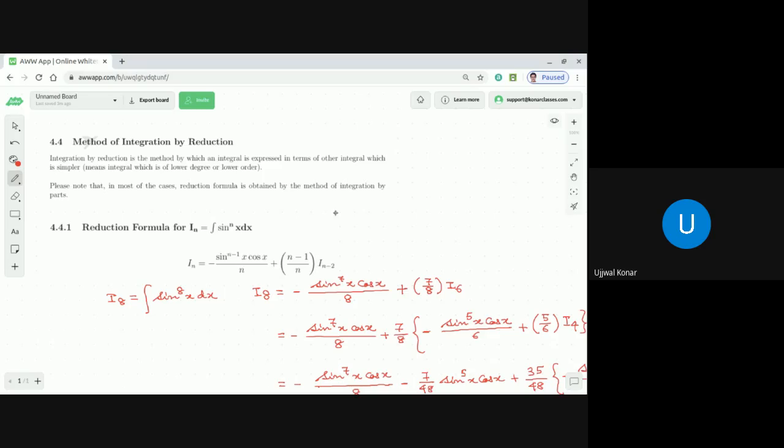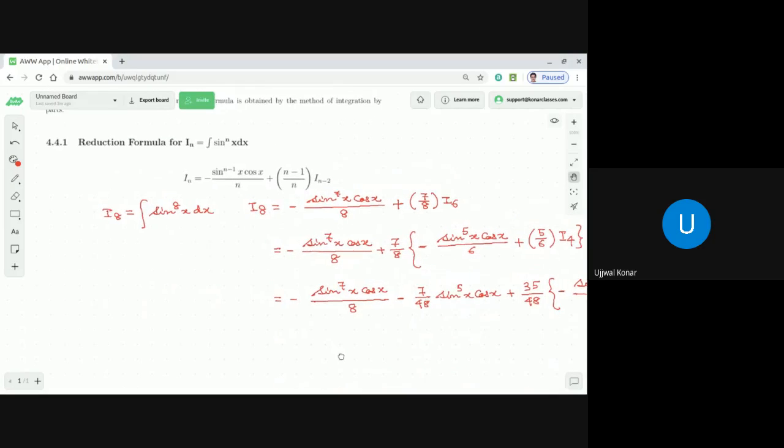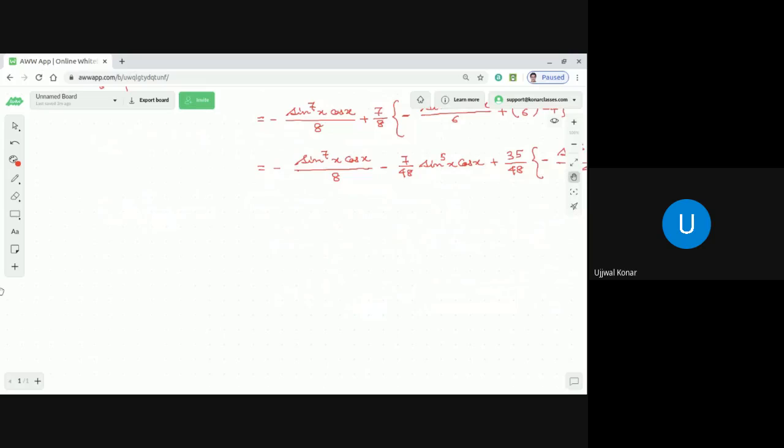Okay. Now let's go to the reduction. So in the next half an hour or so, I'll discuss all these reduction formulas in detail. The next reduction formula that I'm going to discuss is for cos to the power nx dx.